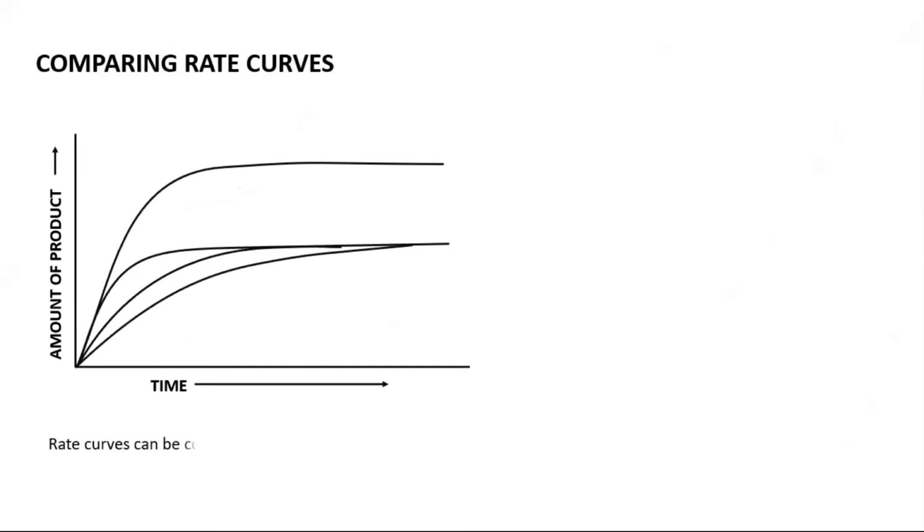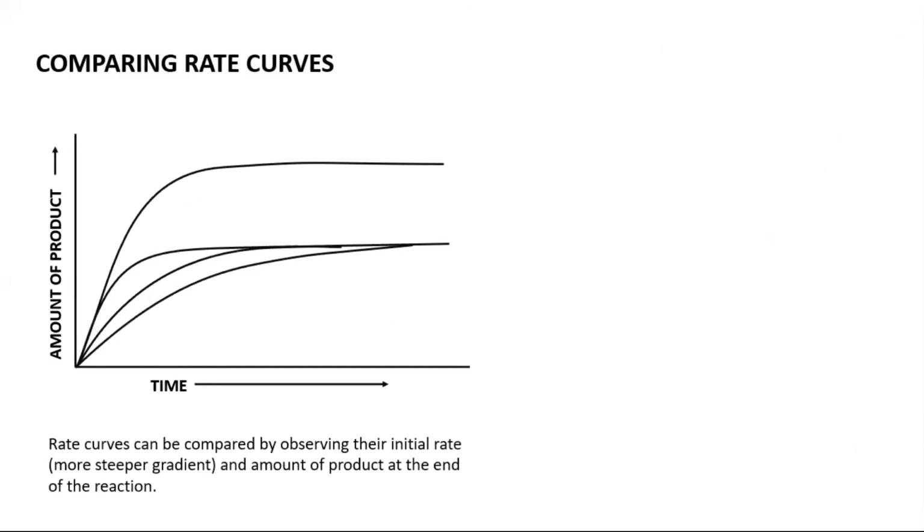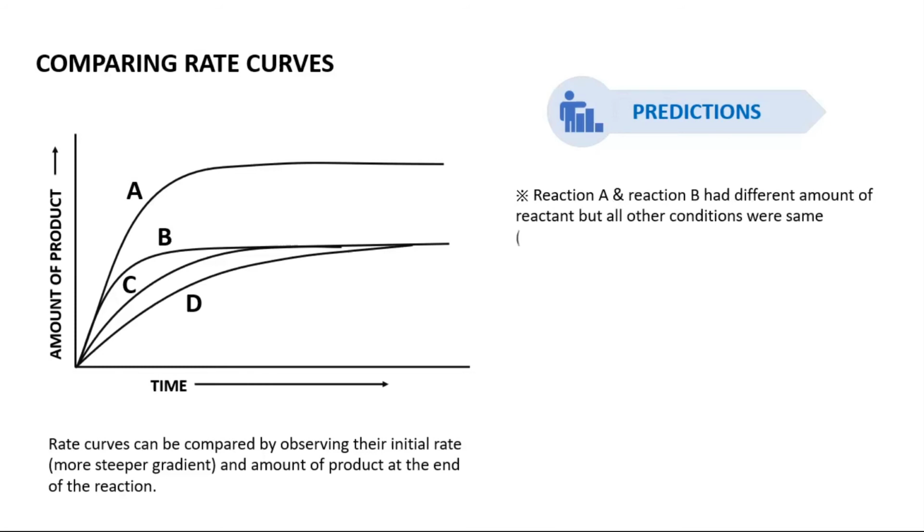We will now compare rate curves of different reactions. Rate curves can be compared by observing their initial rate and amount of product. Here in this graph, there are 4 reactions A, B, C and D. By observing this reaction, we can predict some of their properties related to reaction rate. The initial rate of reaction A and B was same, but they ended with different amount of product. So we can say that they had different amount of reactant, but all other conditions or factors were same.